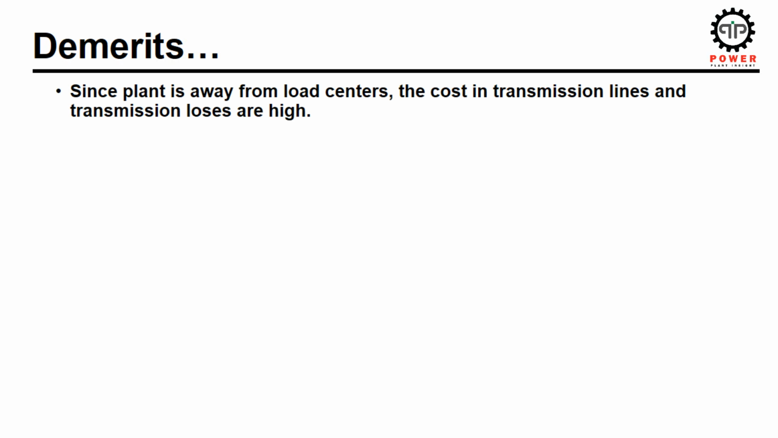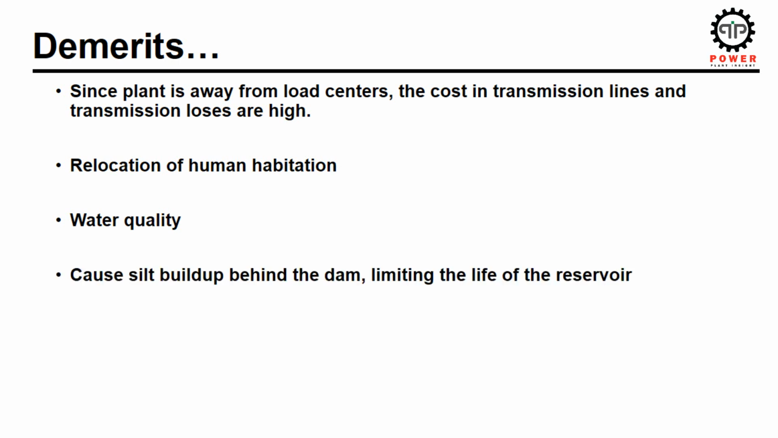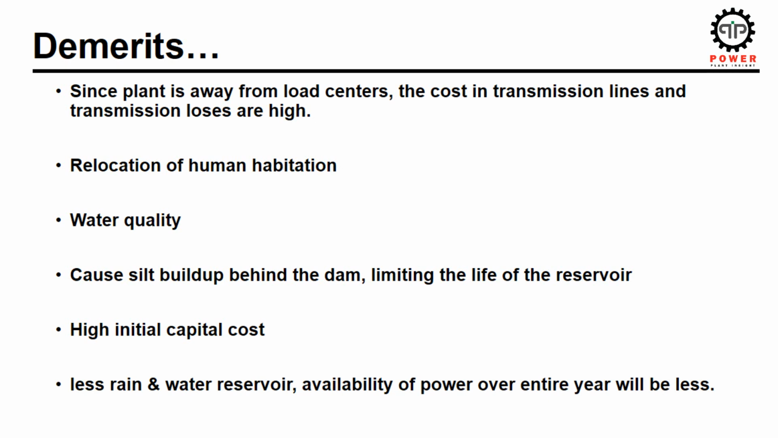Now coming toward the demerits, since these types of plants are located away from the load centers, the cost in terms of transmission lines and transmission losses is high. Large dams usually take up large spaces on the earth, so they may involve the relocation of human habitation from that area. Low water quality can affect the life of such systems. Building up of silt behind the dam may limit the life of the reservoir. They have a very high initial capital cost. In case of less rain and a low water reservoir, the availability of power over the entire year can be compromised and will definitely be less.